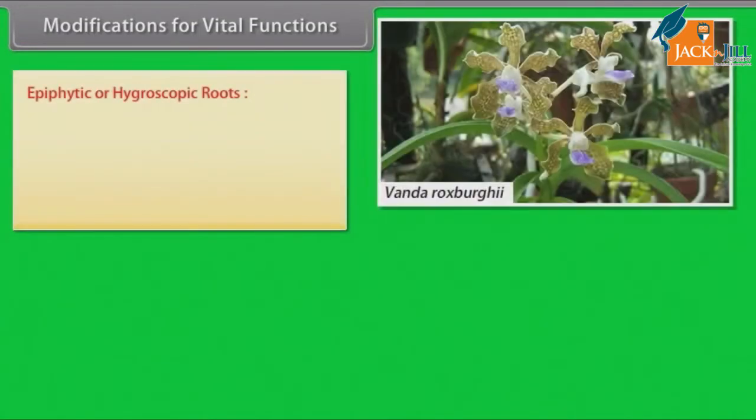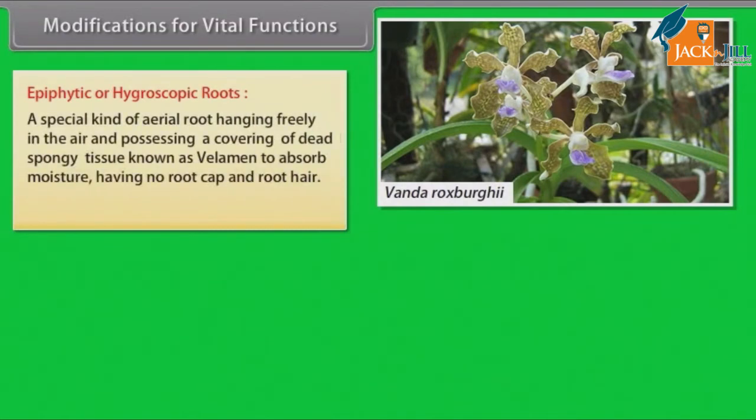Modifications for vital functions. Epiphytic or hygroscopic roots. A special kind of aerial root hanging freely in the air and possessing a covering of dead spongy tissue known as velamen to absorb moisture, having no root cap and root hair. Example: Vanda roxburghii, etc.